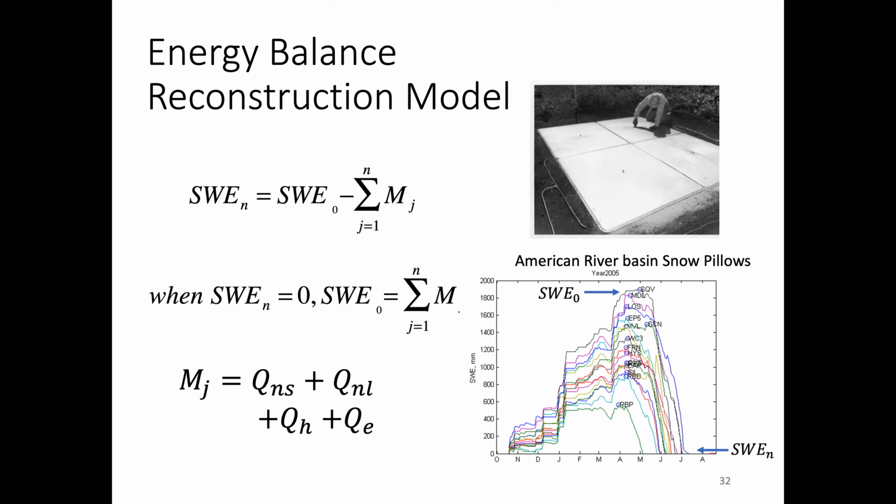To help you understand, I've plotted the measurements of SWE from a number of snow pillow sensors that I showed in the first lecture. SWE n is on the right side when all the snow is gone. We work backwards, using the energy balance to estimate how much energy is available to melt the snow. And we repeat that every day until the date when the maximum occurred. We now convert that amount of energy to a melt amount and sum that to get the total SWE 0. This model is valid from the maximum accumulation through the day snow melts.